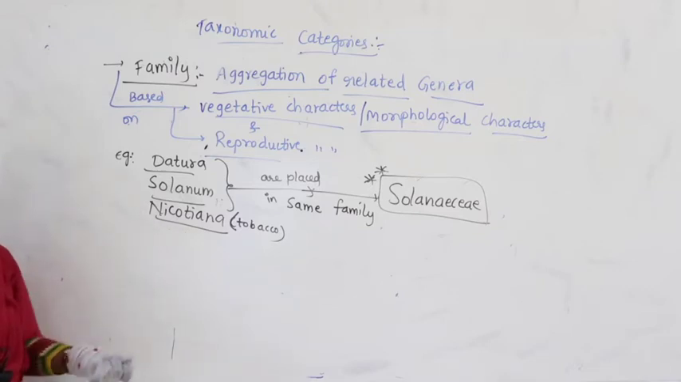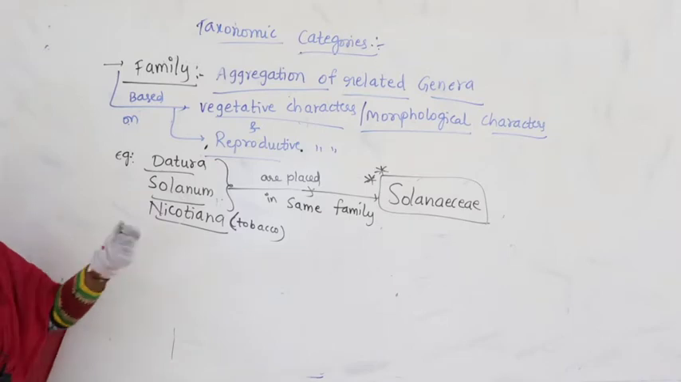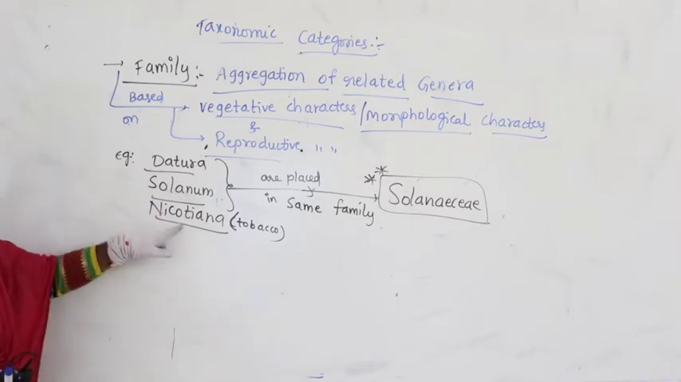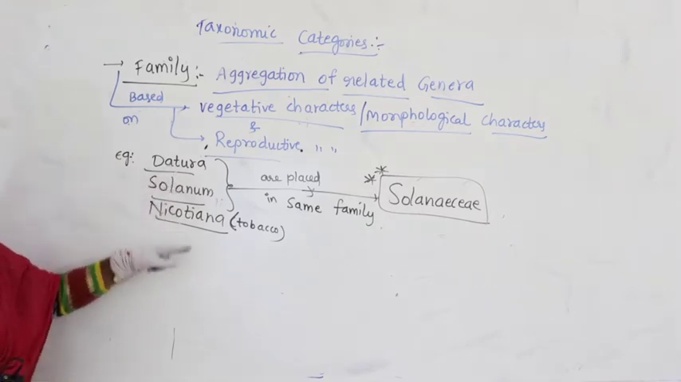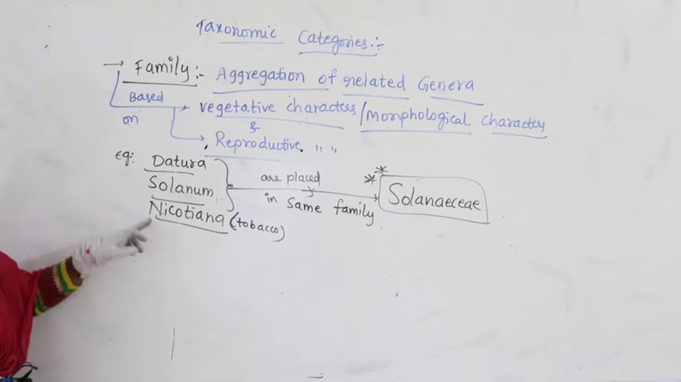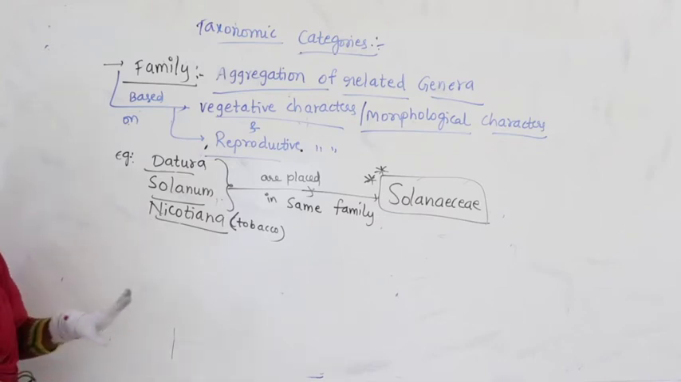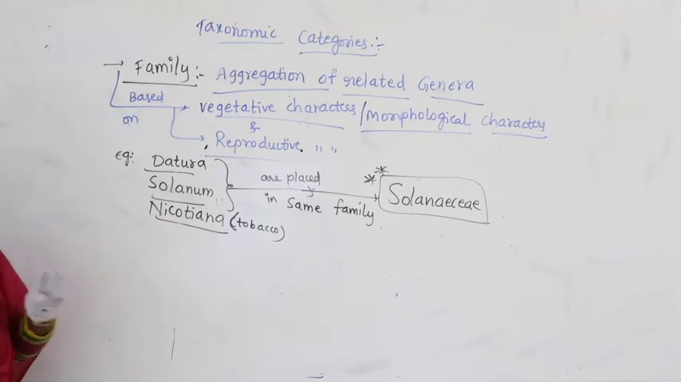Nicotiana, this is the tobacco plant. Tobacco plant is different from potato and brinjal, right? Tobacco, you know tobacco, right? Tobacco plant is different from Solanum. Solanum is different from Datura. All three are totally different genera. Even though they belong to different genera, they share a few similar characters.